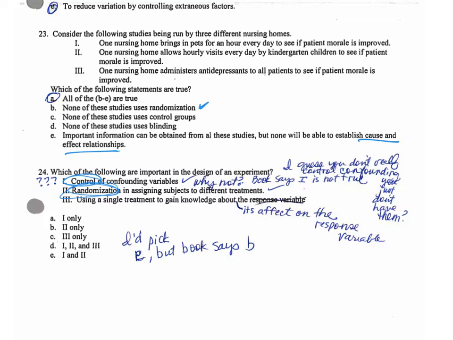Because in order to do cause and effect, you randomly assign to the treatment group so you can claim the cause and effect. Okay, so they didn't do that, so we can't claim cause and effect.